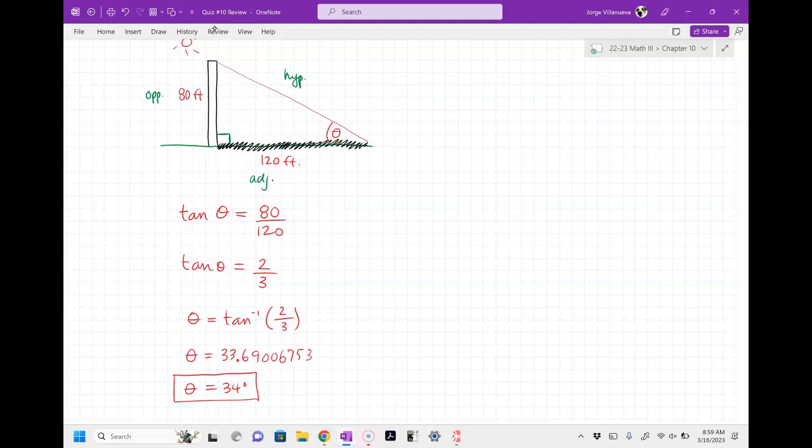So once you find your angle, don't forget you're going to have to move whatever it is, sine, cosine, or tangent, over to use its inverse, right? Use your calculator to figure out your angle. And if it asks you to round to the 10th, then round to the 10th, round to the whole number, then round to the whole number, right? In our case, they said nearest degree. So 34 would be the correct answer for that.